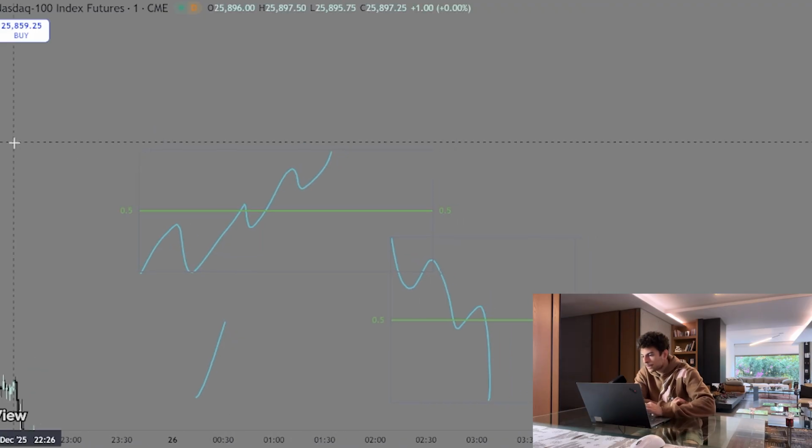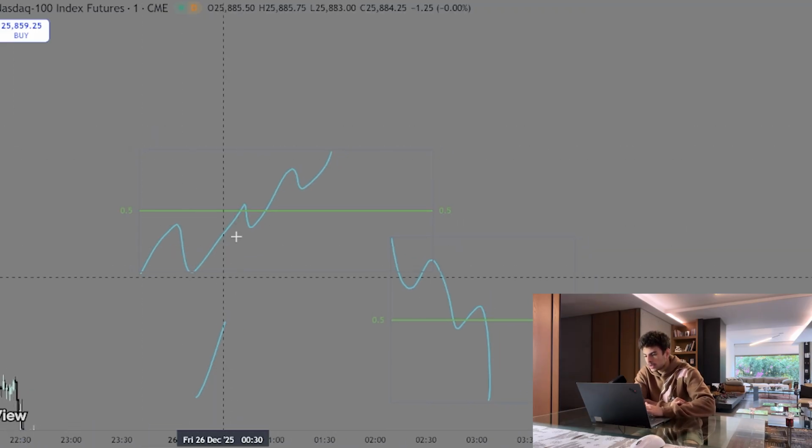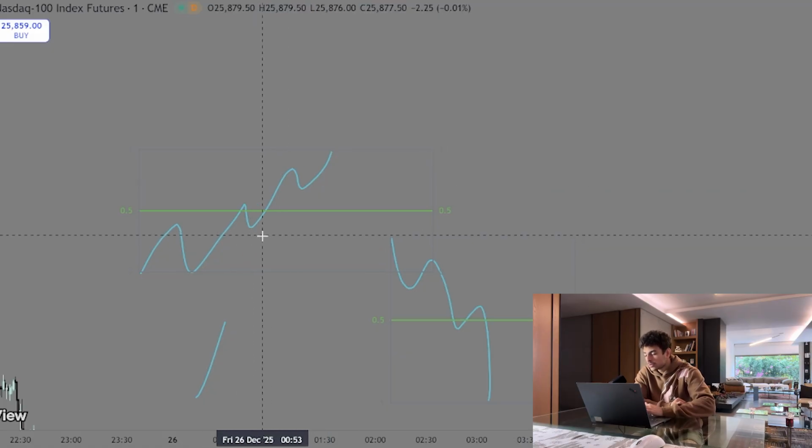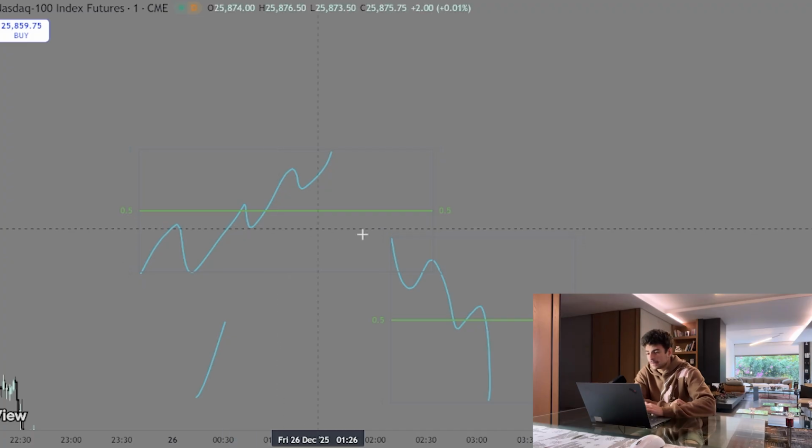Okay? So let's say you get a liquidity sweep, you get a break of structure, price retests into your fair value gap, and that fair value gap is between the 0 and 0.5 zone, so the discount zone, then you're golden. This is where you need to take your trades.